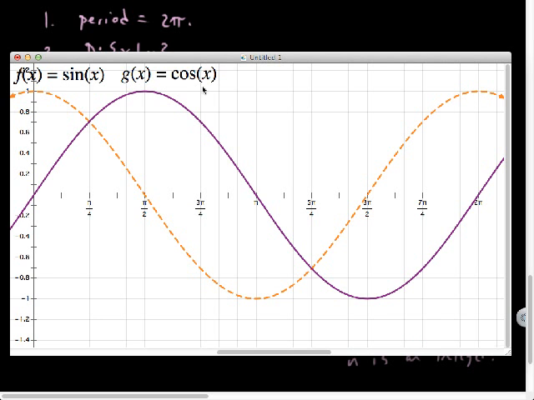So notice that these are very similar graphs. They're so similar, in fact, that they're just like a horizontal shift away from each other. Okay? They're the same shape in all ways. They're just shifted, okay?